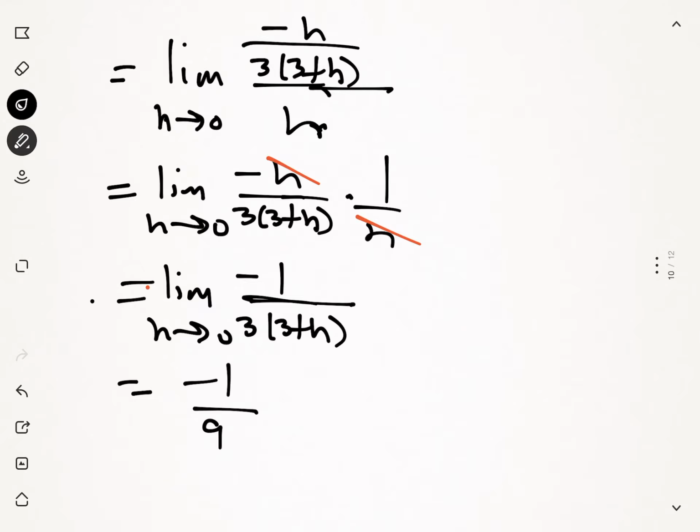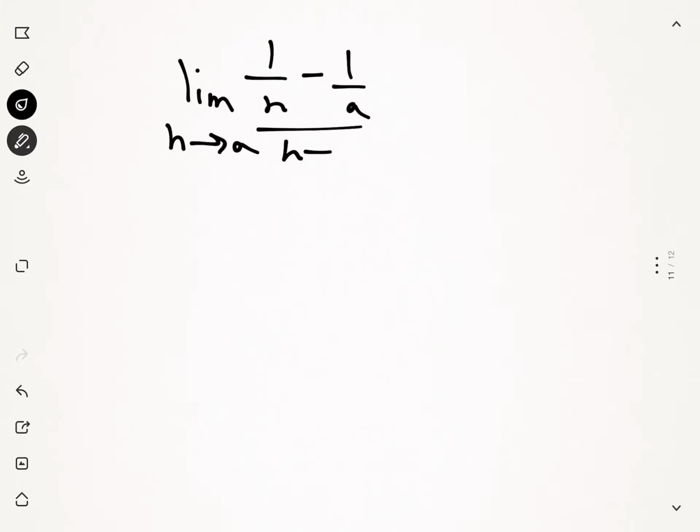Now, I'd like for you to try one. The limit as h approaches a, of 1 over h minus 1 over a, over h minus a. Stop the video and attempt the problem. It has a surprise in it. And you want to be able to see if you could use your algebra skills to work your way through the solution.